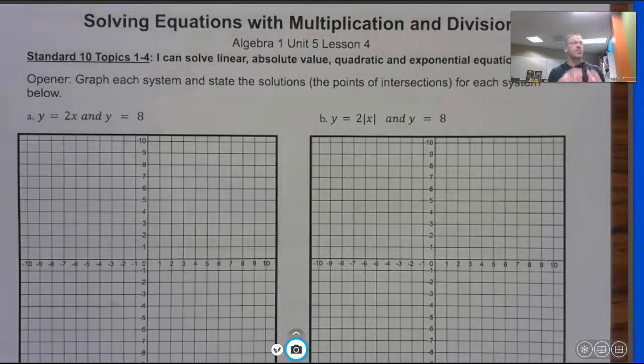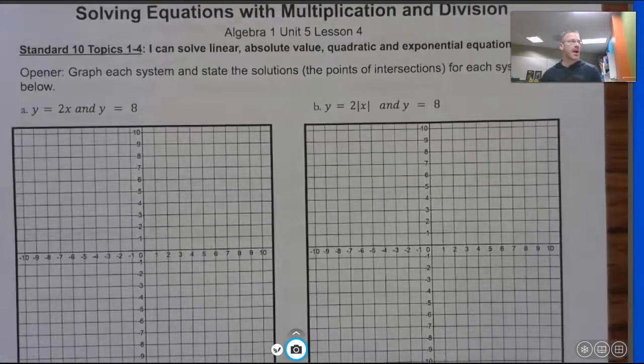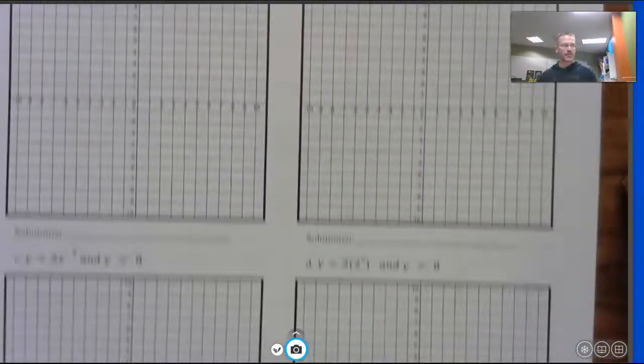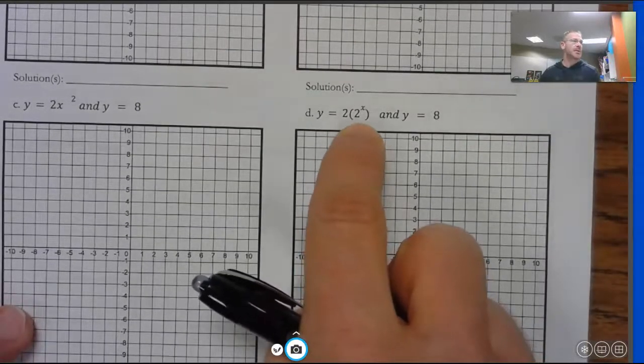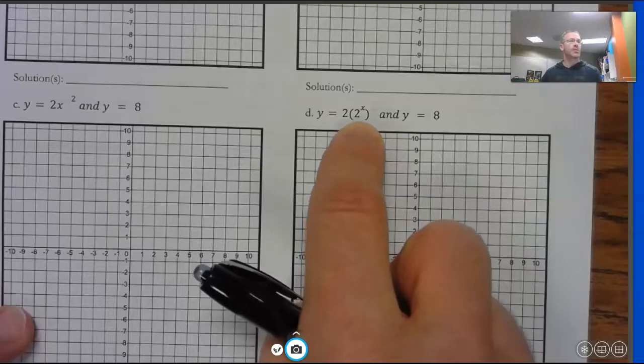Now, once again, we're going to start by connecting this to our system of equations work so we really understand what a solution is, what's happening when we solve an equation. However, for today's opener, I only want you to do parts A, B, and C. We really haven't talked about how to graph an exponential in this form, so I'll go through this with you.